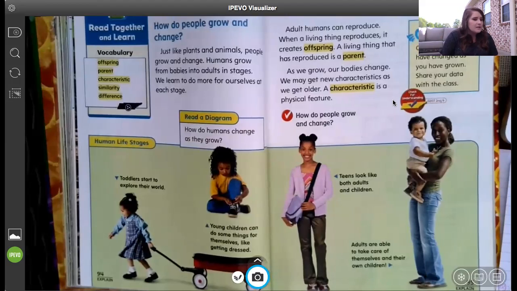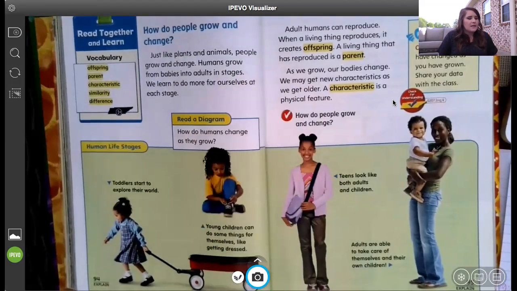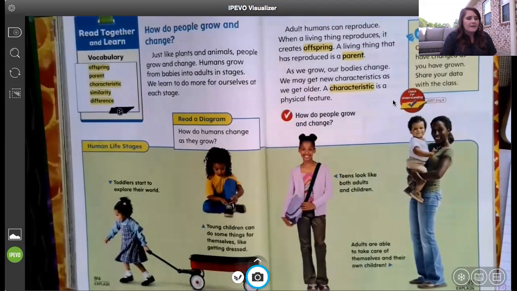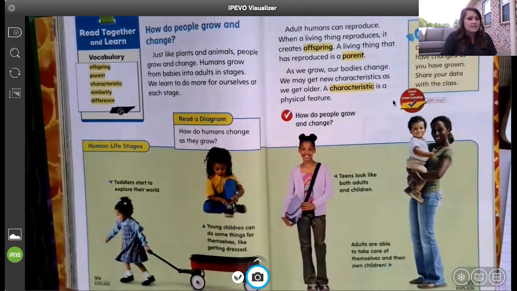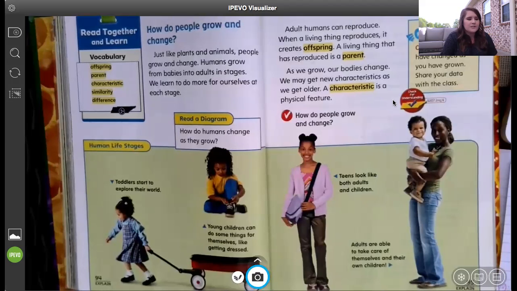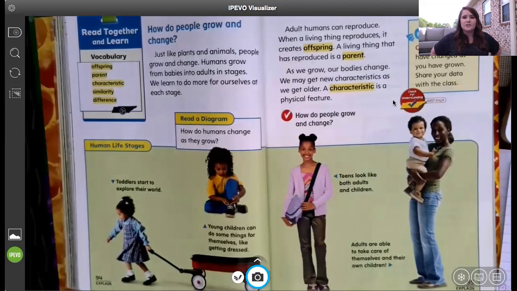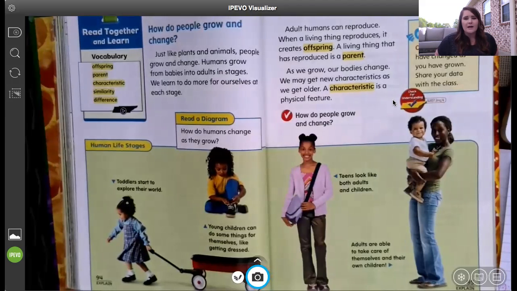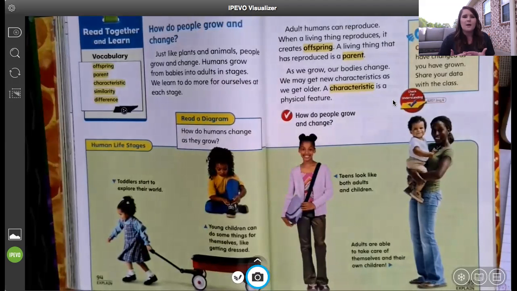So, all adult humans can reproduce. When a living thing reproduces, it creates offspring. A living thing that has reproduced is a parent. So, when we hear that word reproduce, that just means to have a baby. So, it's saying, if you're an adult and your body is ready to have a baby, then you can reproduce and you create offspring. So offspring is just another word for baby or a child. So if you have an offspring, then you are a parent.